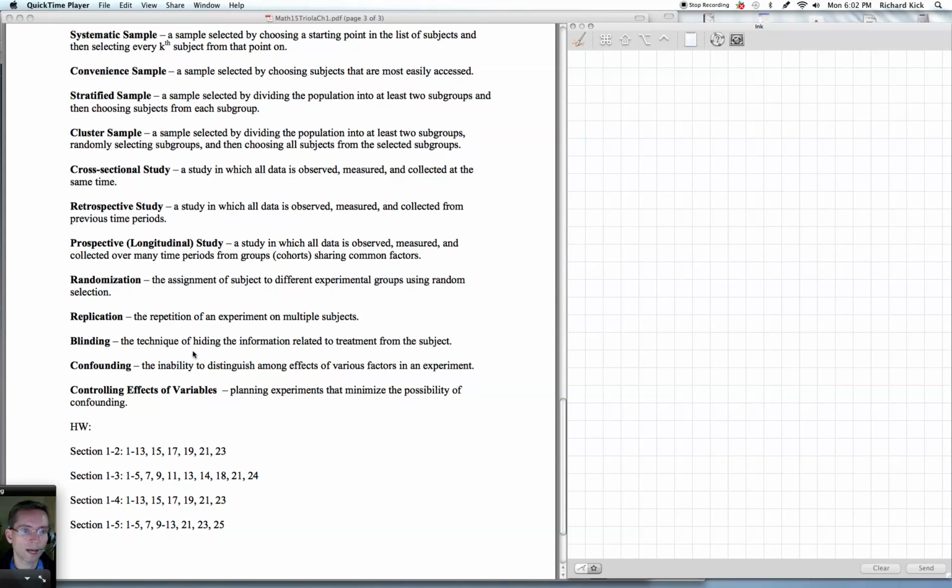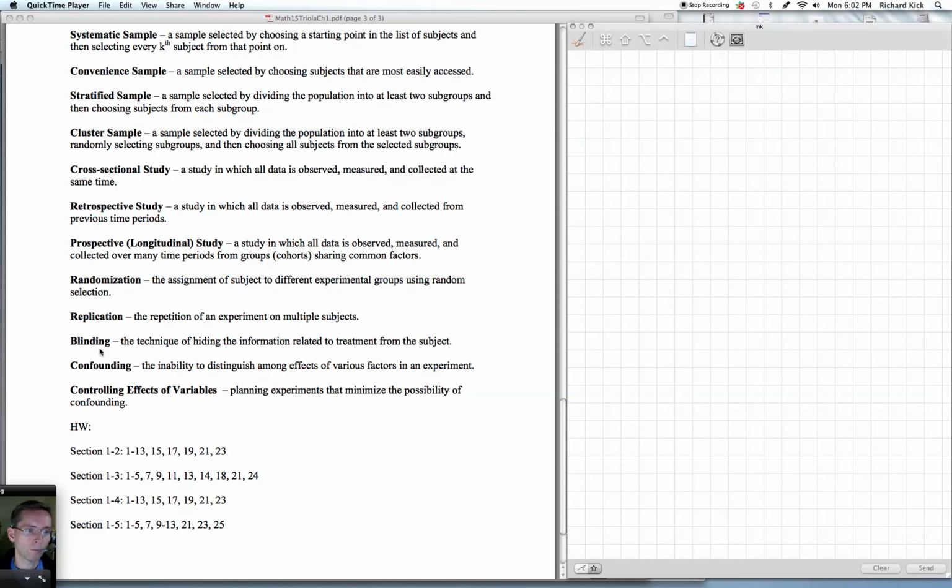Blinding is a technique of hiding information related to the treatment. So if you are going to perform an experiment and you do have some treatment, making sure that the participant in the experiment does not know that that treatment has occurred is called blinding. Confounding is the inability to distinguish among effects of various factors. So if you are unable to determine whether these factors in the experiment did affect the outcome, you call that confounding. And then finally, controlling effects of the variables means planning experiments that minimize the possibility of confounding.